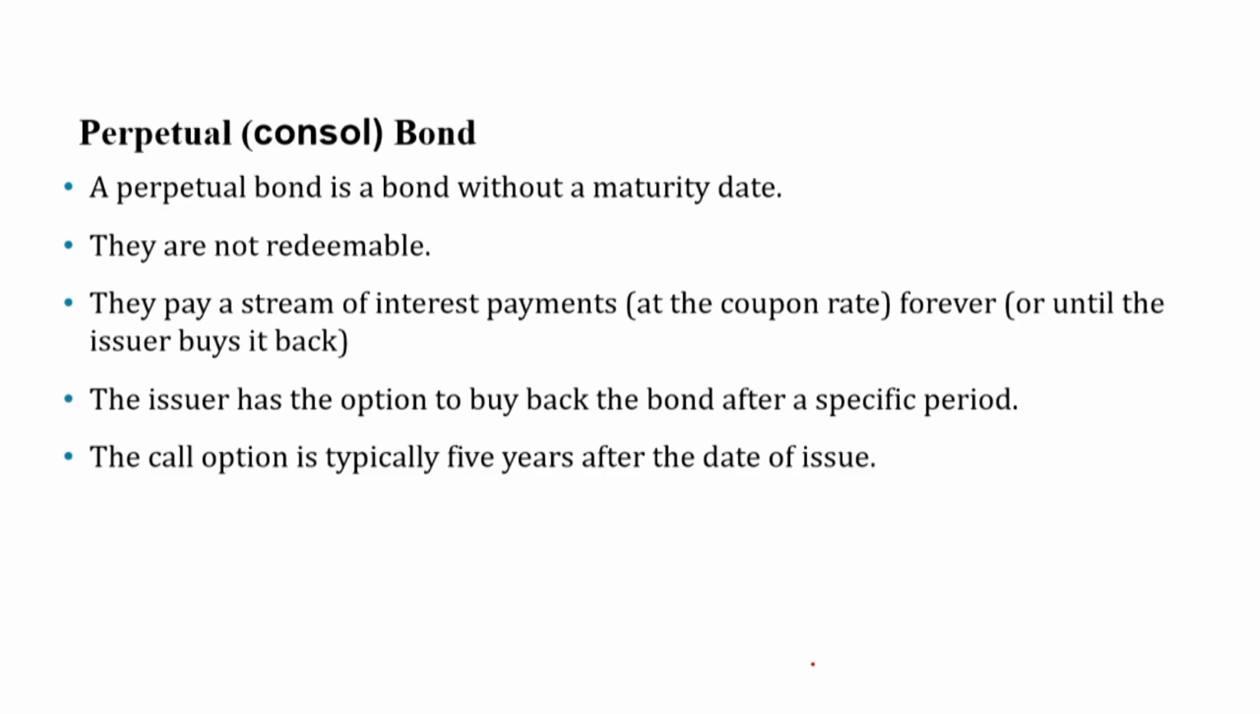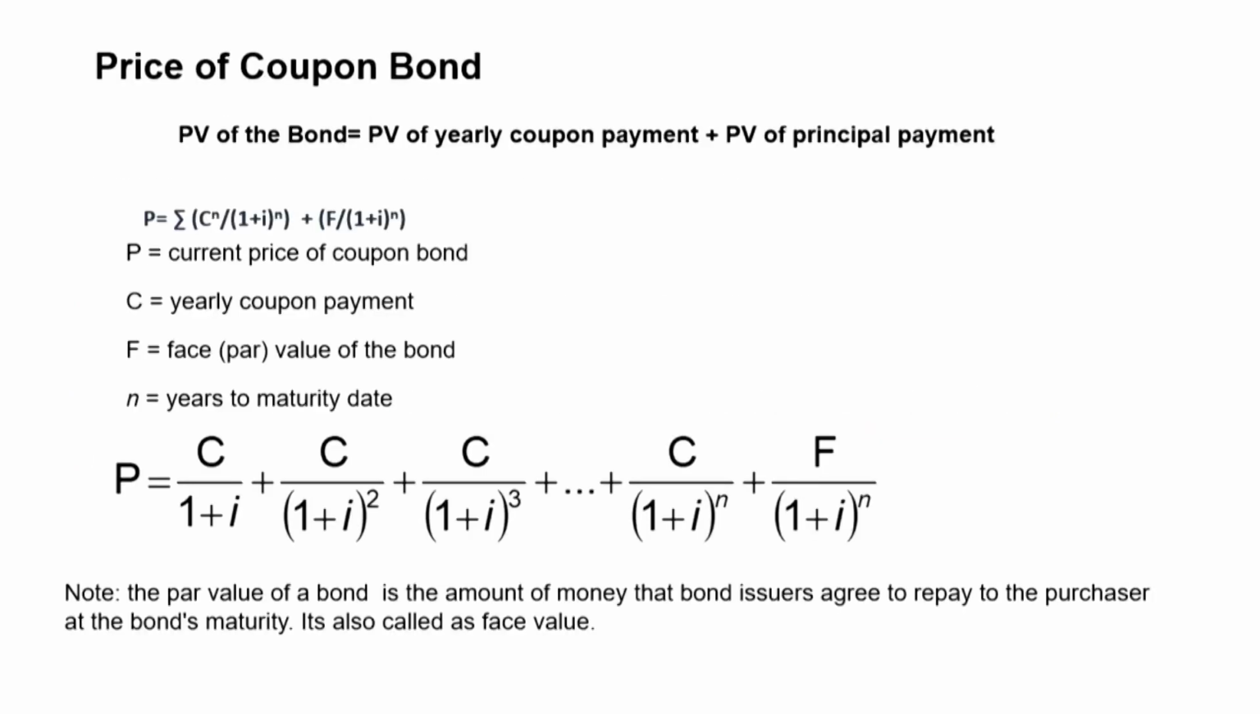They pay a stream of interest payments, that is the coupon rate. They agree to pay you a coupon rate throughout its lifetime, that means forever, until the issuer buys it back. An important point here is that the issuer has the option to buy back the bond after a specified period. The call option is typically 5 years after the date of issue. So let's now move to the calculation of the price of a coupon bond.